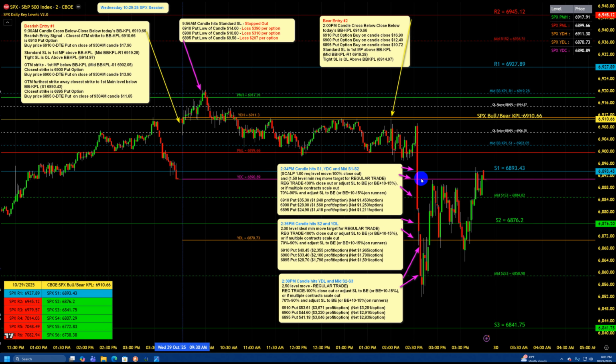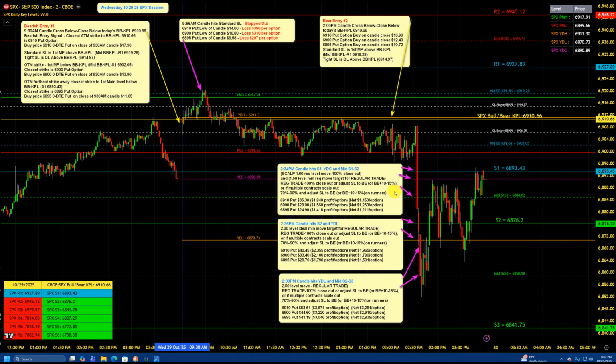So in any event, a 1.5 level move would be the midpoint down here. So this is the level we're trading. It's a bearish play. That's the level we're trading from. 1 level move for a scalp. 1.5 level minimum move for a regular trade. A regular trade differs from that aspect, the 1.5 level move requirement as a minimum.